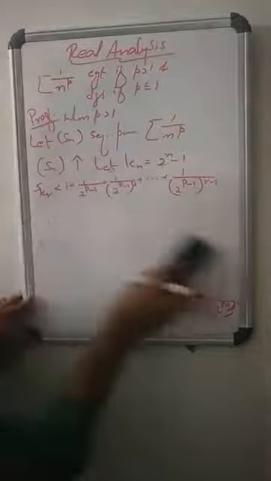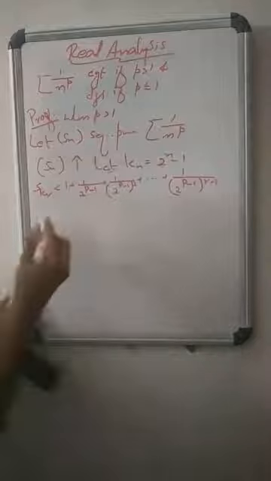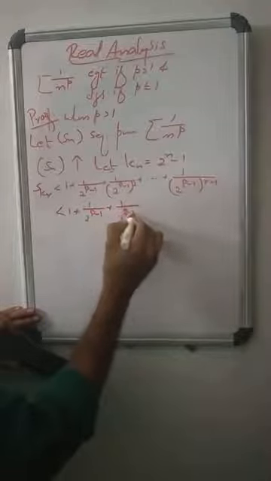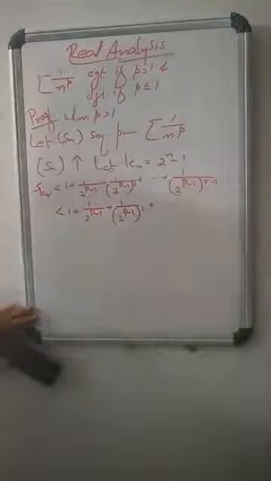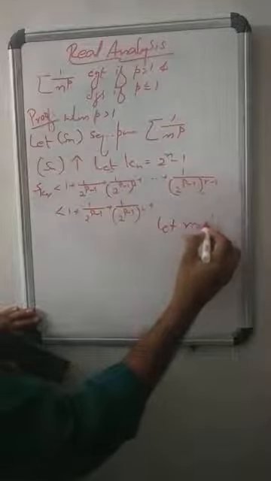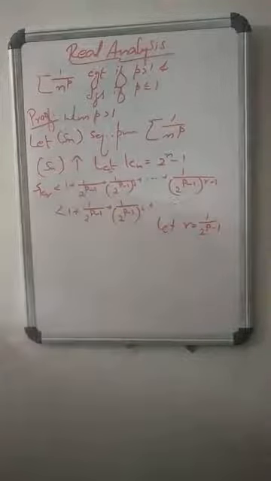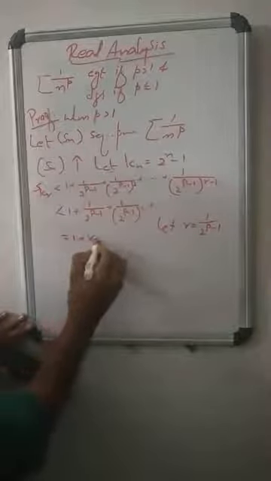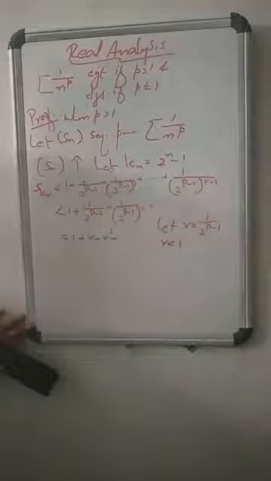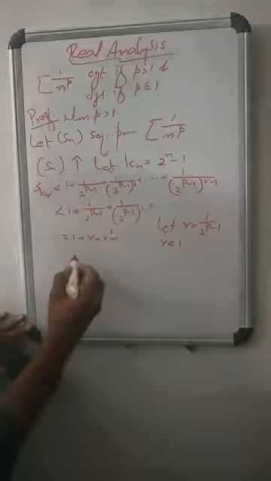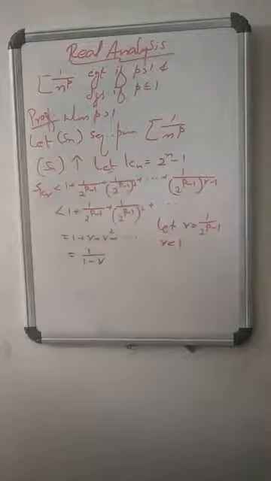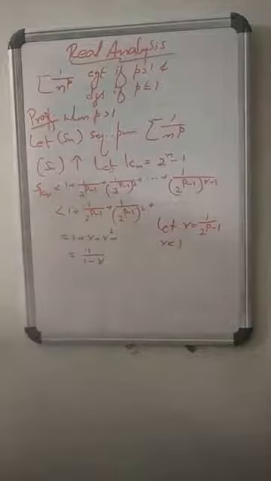So that means again S_Kr is strictly less than 1 plus 1 by 2 power p minus 1 plus 1 by 2 power p minus 1 whole square plus etc. Okay, let r equal 1 by 2 power p minus 1. So this is an infinite series, 1 plus r plus r square plus etc. Since r is less than 1, it is an infinite geometric series having sum 1 by 1 minus r. So S_Kr is strictly less than 1 by 1 minus r.